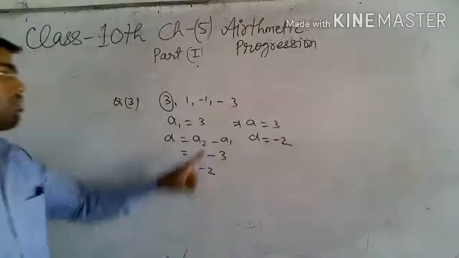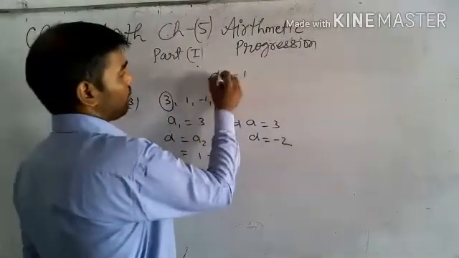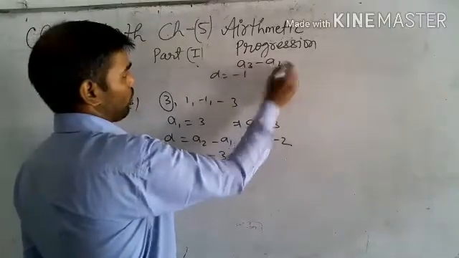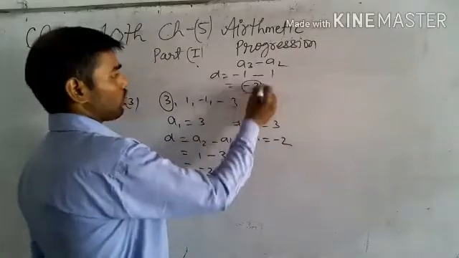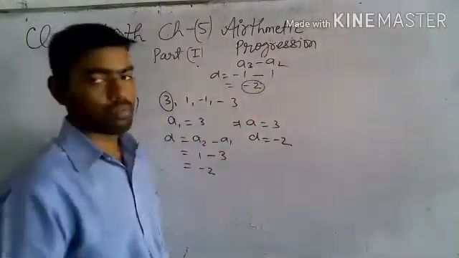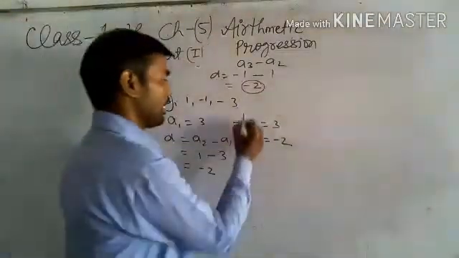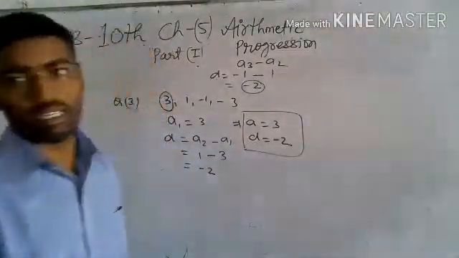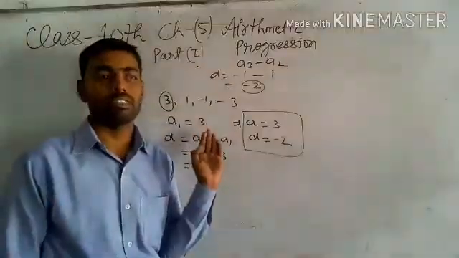You can check now with A3 minus A2. So the difference between two consecutive numbers is minus 2, the first term is 3 and the common difference is equal to minus 2. So this is the complete solution of question number 3 part 1.